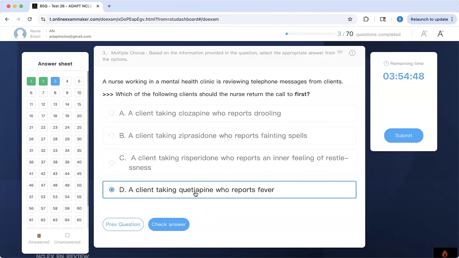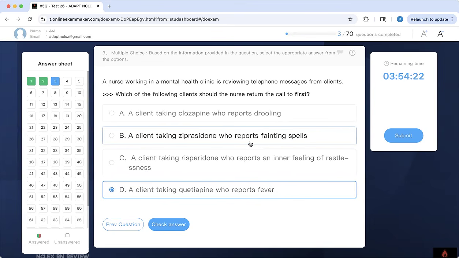Why? Quetiapine, a second generation antipsychotic, with fever. That's neuroleptic malignant syndrome. Bad problem. A, don't pick it, it is a trap. I'm telling you, don't pick it. Drooling is hypersalivation, common in clozapine. Ziprasidone, yeah, it's worse. It causes QT prolongation, and you may have fainting spells. But NMS is worse than fainting spells.